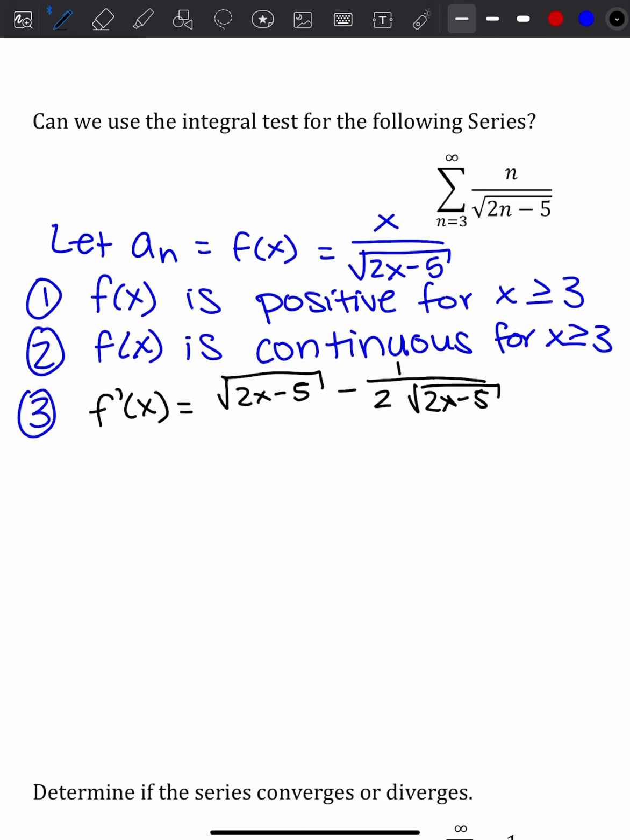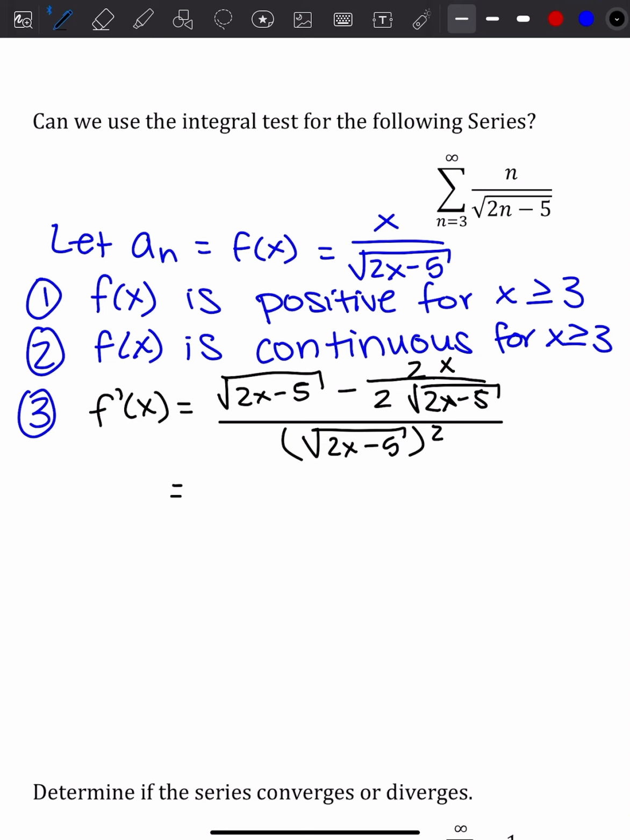And then we're going to multiply this by 2x, so instead of the 1, we're going to put a 2 here. And then we're multiplying this by x, so I'm going to put an x up there too. This is all divided by the square root of 2x minus 5 squared. So we need to simplify this down so that we can get something workable for what we need.